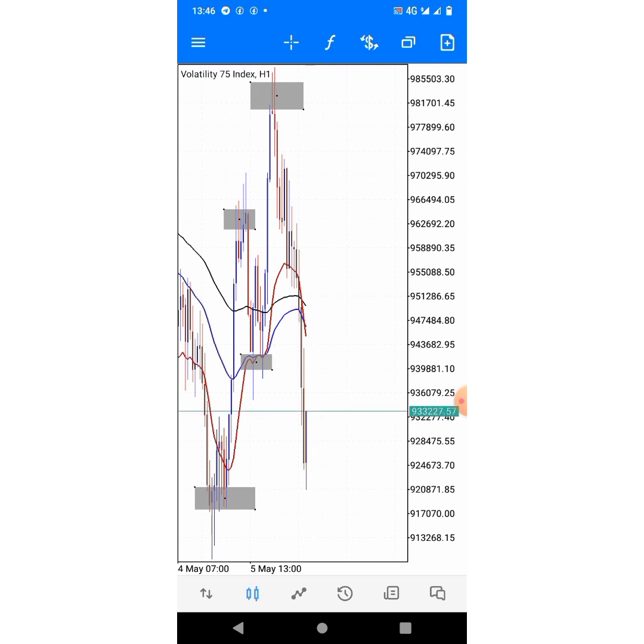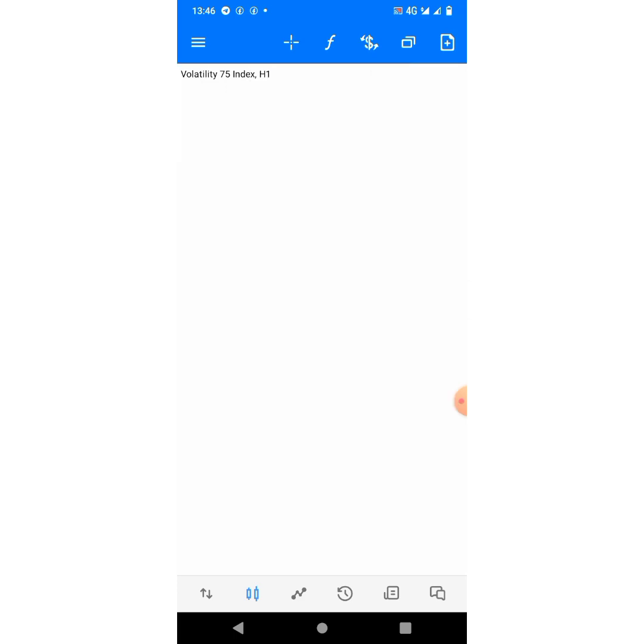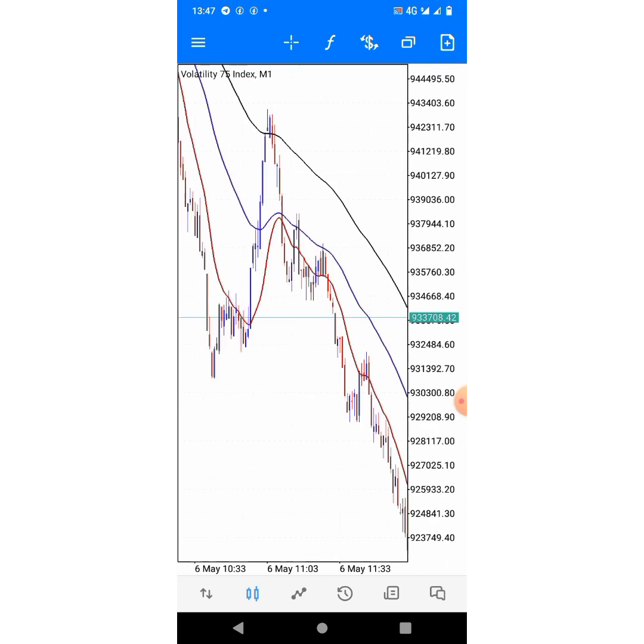For this strategy, you're going to be using the 1 minute and the 5 minute time frame for your entry. But I prefer the 1 minute time frame because it gives you a sniper entry. After you have seen your market rejection, you use your 1 minute time frame for entry to get your sniper entry. So right now, let's go to the 1 minute time frame, okay, guys.